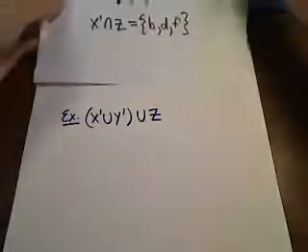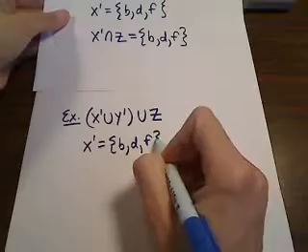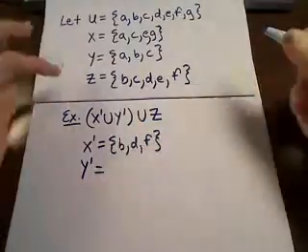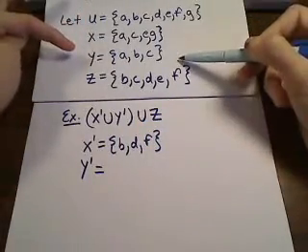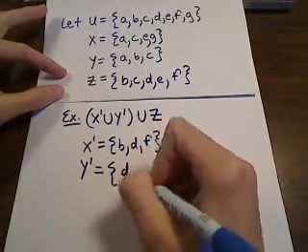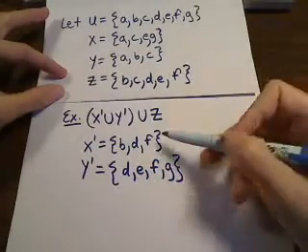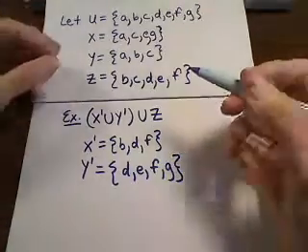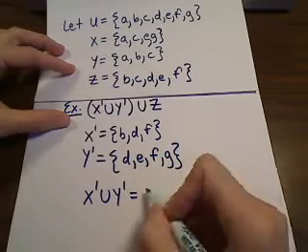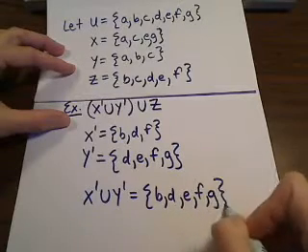Our X naught, which we just found, is B, D, and F. Our Y naught is going to be everything that's in the universal set that isn't in Y. So Y is A, B, and C, and Y naught is going to be D, E, F, and G. Now, if I take the union of these two, remember, union means you're sticking them together. So X naught union Y naught is B, D, E, F, and G.